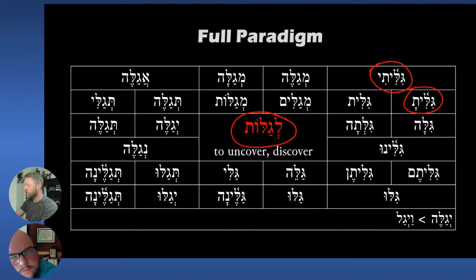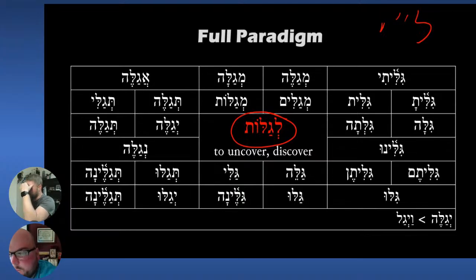Gilita, you uncovered. Gilit, gila, gilta. If you want to hear the kal forms, we've got galiti, galita, galit, gala, galta. This is the difference in kal, and this is piel: giliti, gilita, gilit, gila, gilta. This is third hey, which is really lamed hey, which is really like lamed yod. Remember the real root is lamed yod. Gilinu, gilitem, giliten, gilu. Gilu, they found out, they uncovered.